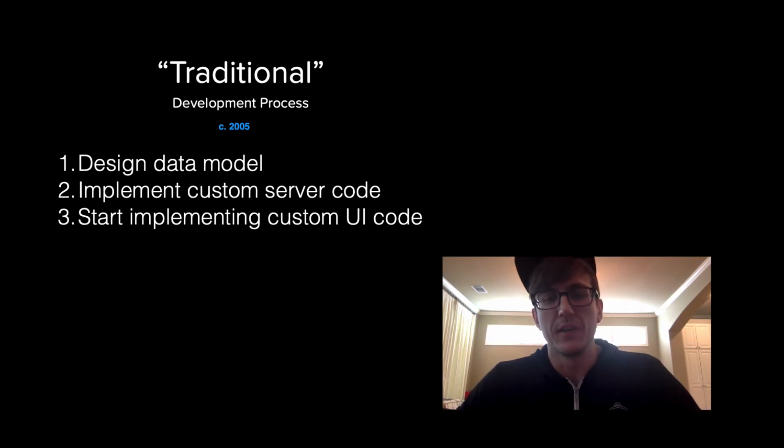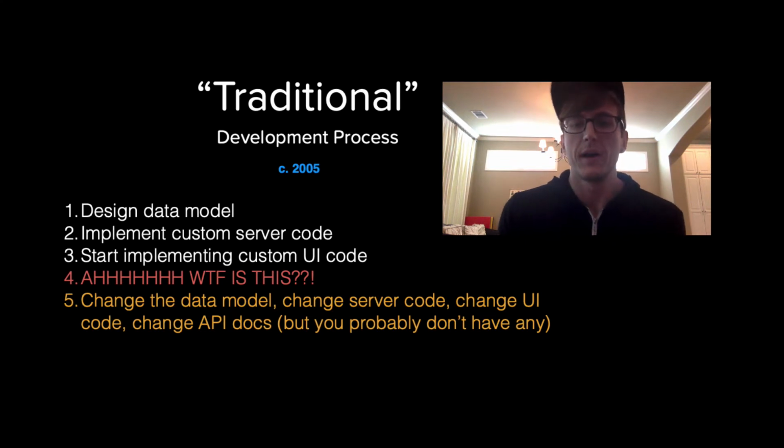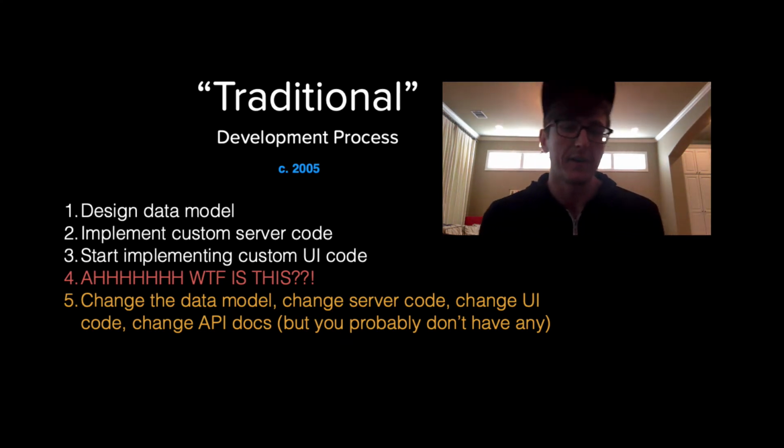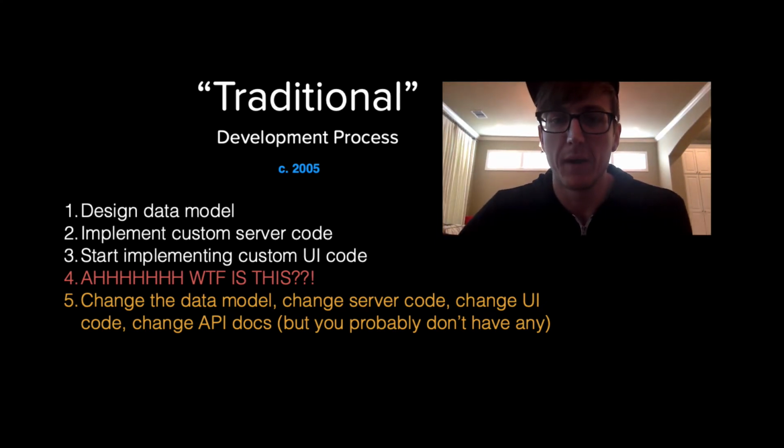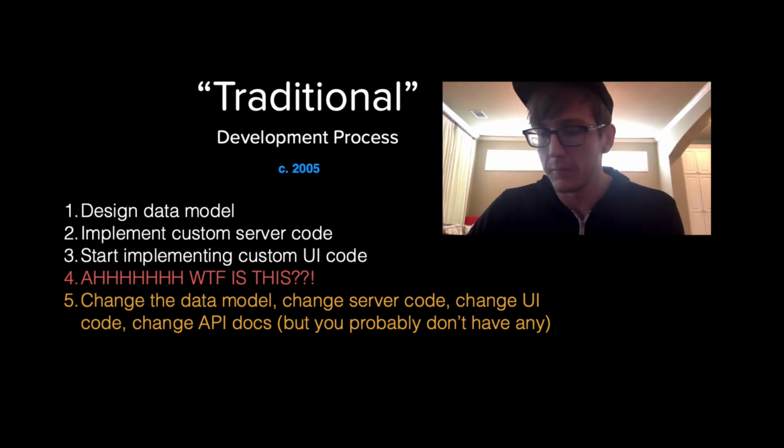And then what happens is you're like, what the heck is this? You change the data model, you change the server code, and then you change the UI code and you change the API docs, but you probably didn't have any anyway. Because of course you look at it, what is this? It doesn't match what I had in my mind because it was built before I had it in my mind. How could it possibly match what I had in my mind?